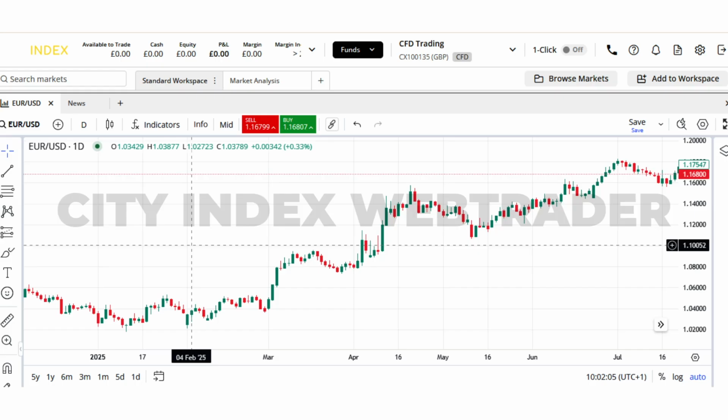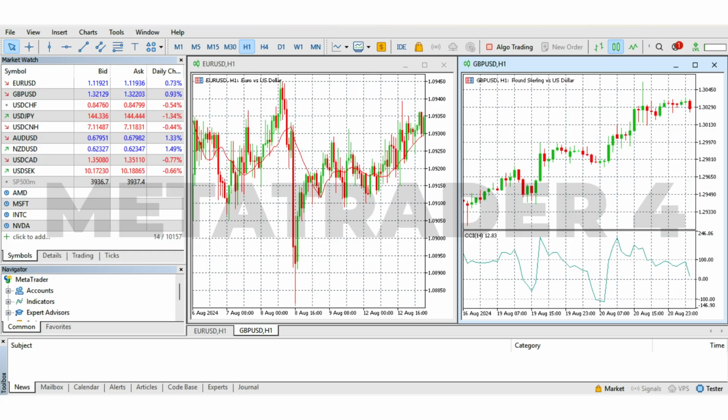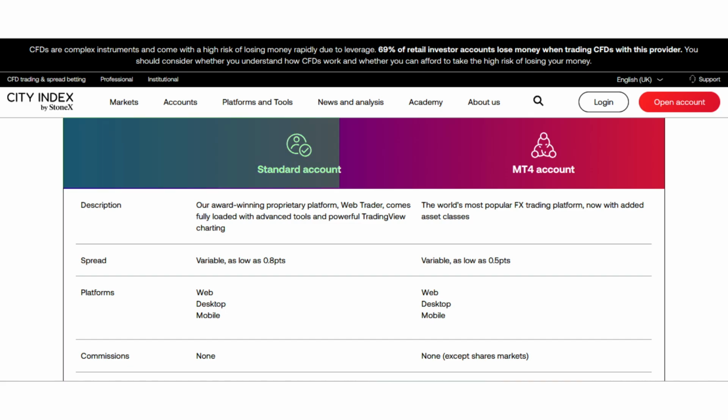City Index has made available their own proprietary trading app and web trading platforms alongside TradingView and MetaTrader 4. They don't just have a standard account, but they also have a MetaTrader 4 account. Their standard account offers both CFD and spread betting investment opportunities with spreads from 0.8 pips and no commission, while the MetaTrader 4 account has spreads from 0.5 pips and commission on shares. But you cannot trade precious metals on MetaTrader 4.